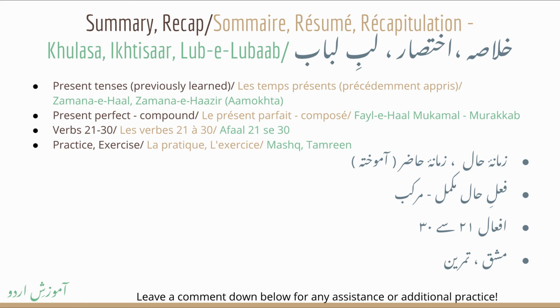Summary, khulasa. So today we did the present tenses that you have previously learned before. The new tense for today, zamana hal, zamana hazir, amukhta. We did the present perfect, the one that is in the compound type. Fa'al hal mukammal, murakkab. We did verbs 21 through 30. Afal, 21 se 30. And then we did practice or exercise, mashq or tamreen.